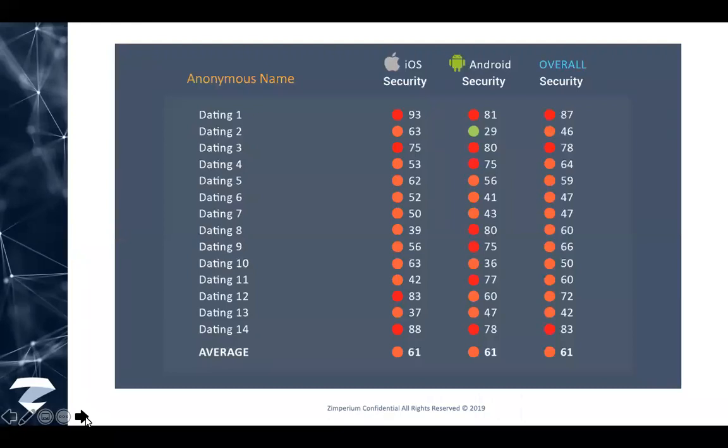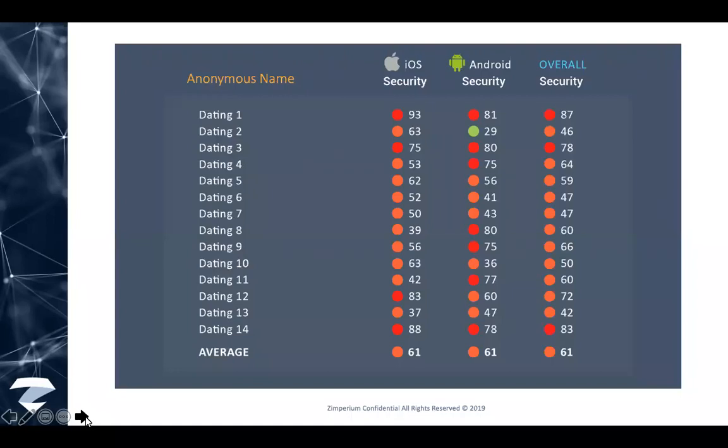So here's the snapshot when you look at it. You can see that there are still 4 iOS apps that fail, right? And there are 1, 2, 3, 4, 5, 6, 7 Android apps that fail. So it's interesting that the average still ends up at the 61, but there are some poster children.